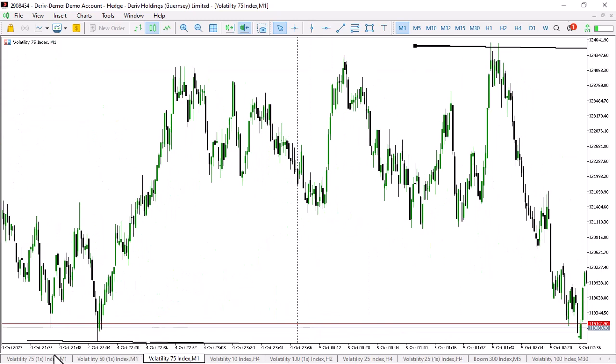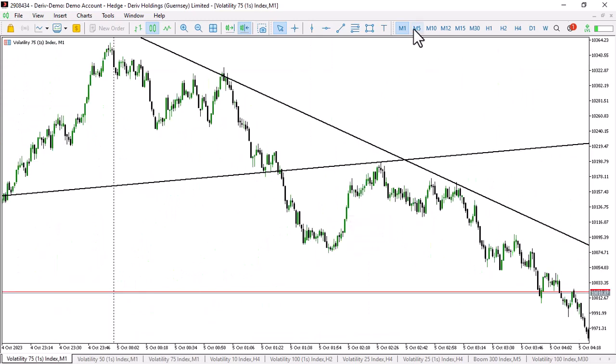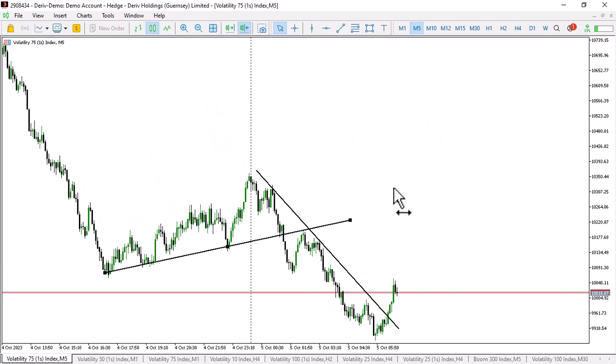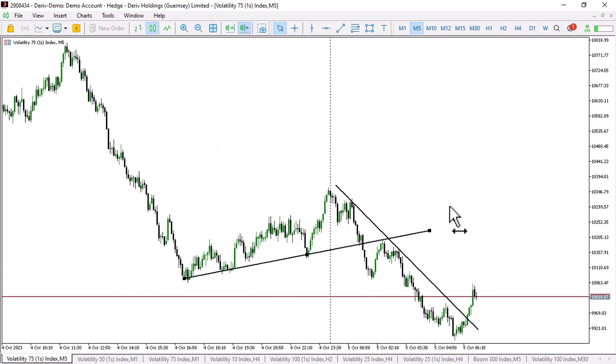Let's go to the V75 1S, and using the M5 as our higher time frame again, this is what we have here. So from what you are seeing currently on this chart, we are in a downtrend, as you can see. Why? Because we have a break of structure here, and another break, and another break, and another break. So what are we seeing here?